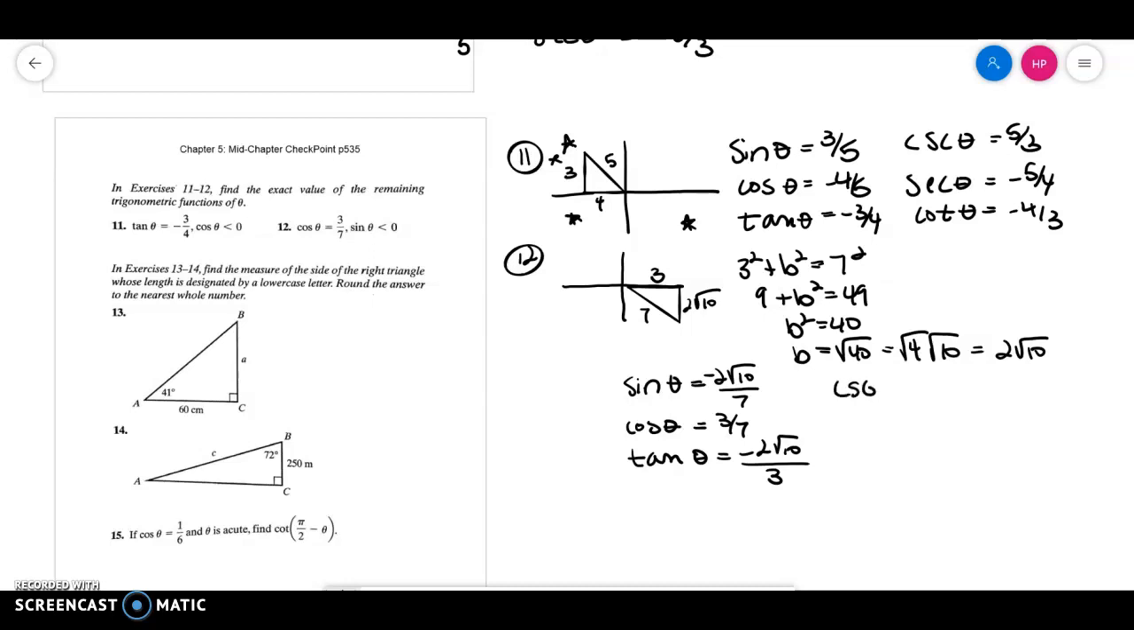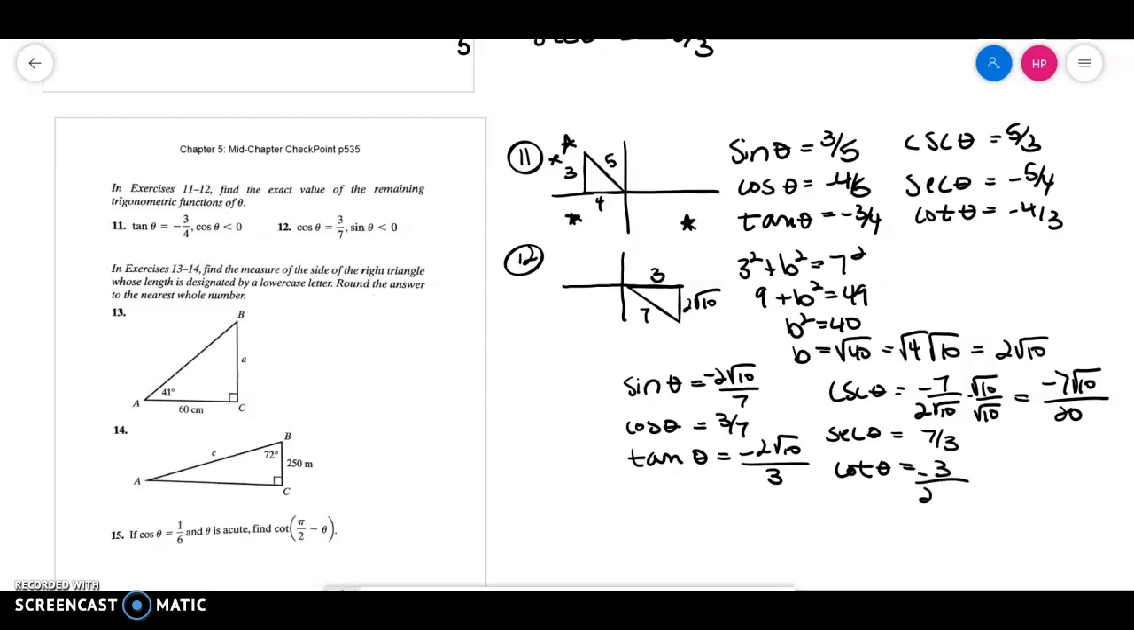The cosecant, if I look at my reciprocal here, negative 7 over 2 square roots of 10. When I multiply now by the square root of 10 over itself, I have negative 7 square roots of 10 in the numerator, and 2 gets multiplied by 10, or the square root of 100, to give me 20. The secant is much easier. It is simply 7/3.